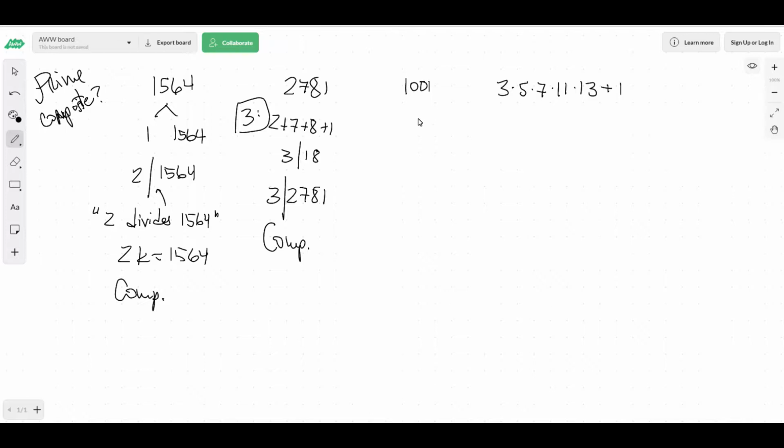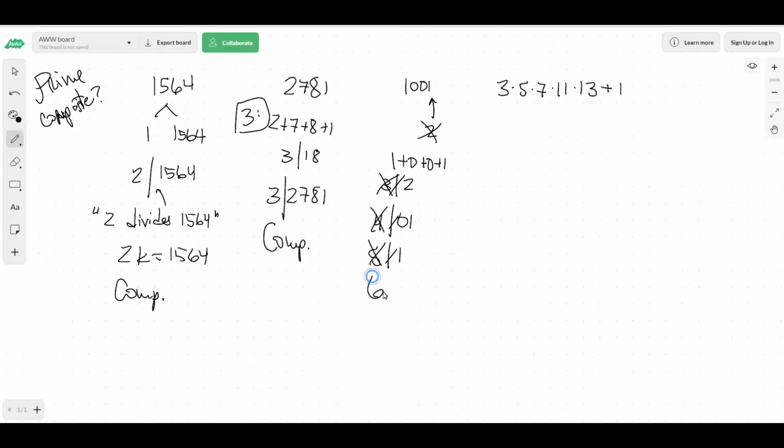Here, 1001, it's not even, so 2 does not work. And 1 plus 0 plus 0 plus 1 adds up to 2, and 3 does not divide 2. So 3 does not work. Let's see, 4: the 4 must be able to divide the last 2 digits. That's not true. 4 doesn't divide 1. 5, it has to divide the last digit, but 5 does not divide 1. So 5 doesn't work.